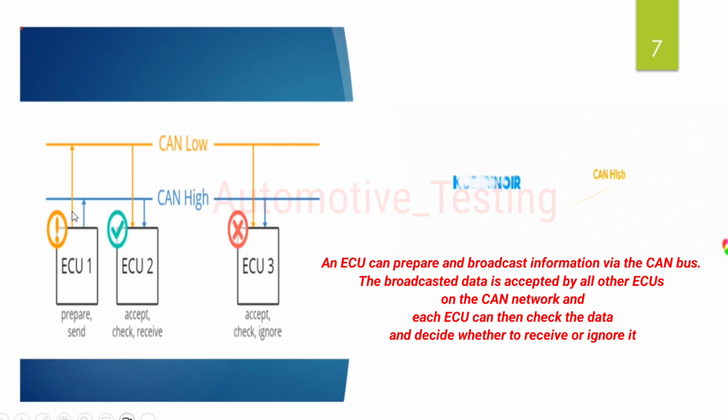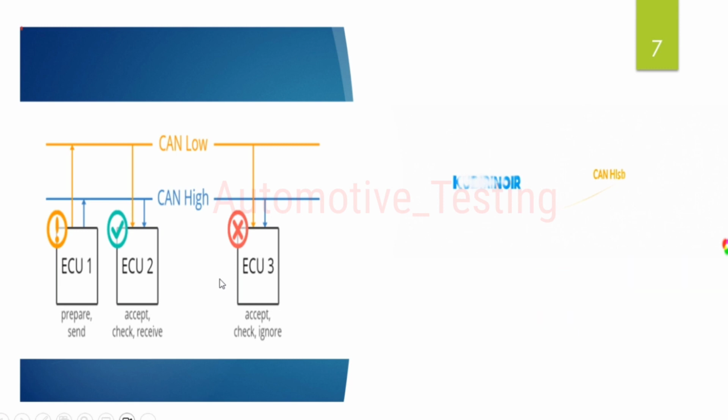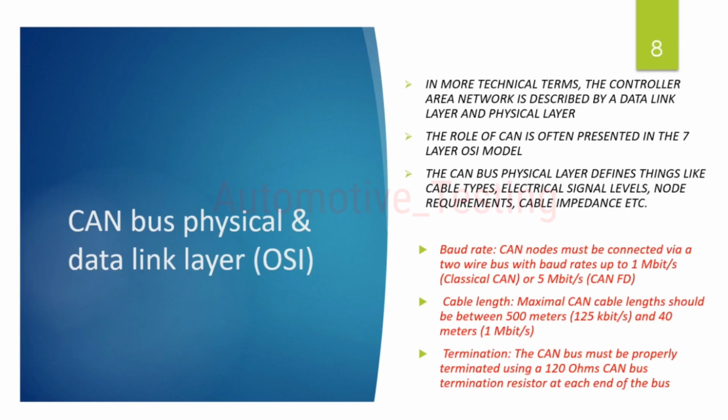Here ECU 1 is sending sensor data, broadcasting sensor data. ECU 2 and ECU 3 accept it and check whether to receive or ignore that particular data. So this is the CAN bus high and low.